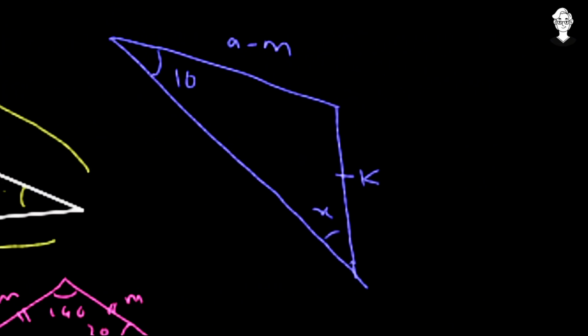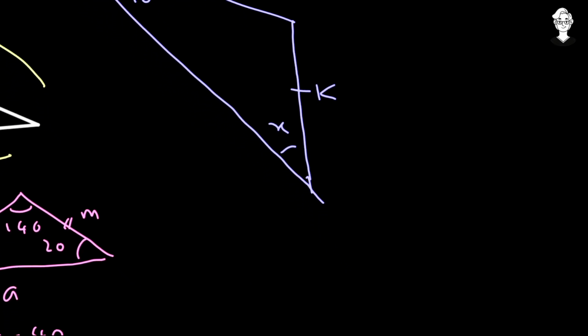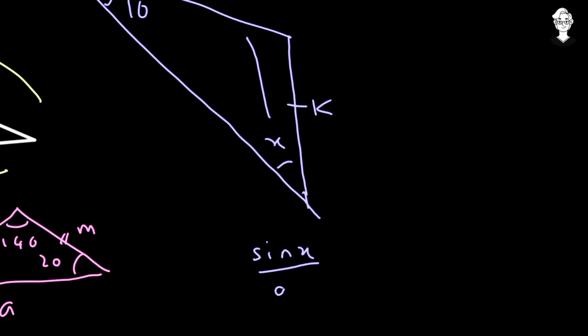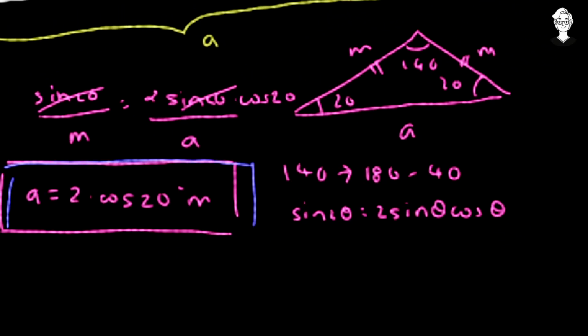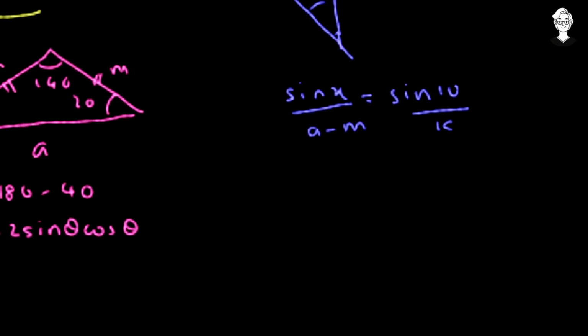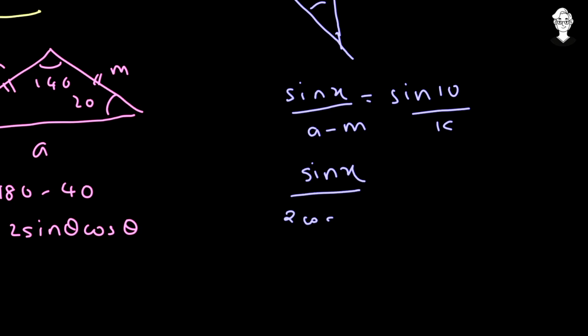So what we will do is apply the sine rule in this particular triangle again. So sine of X degree upon its opposite, so opposite to angle X is A minus M. So sine of X upon A minus M is equal to sine of 10 degree upon its opposite, meaning opposite to angle 10 degree is what? It's K. Now we have the value of A in terms of M, that is A is equal to 2 times cos of 20 degree into M. So this A over here would be replaced with this value. So sine of X upon 2 times cos of 20 degree into M minus M. So we can take M common from here. Taking M common inside the bracket, it will remain 2 times cos of 20 degree minus 1, and that is equal to sine of 10 degree upon K.